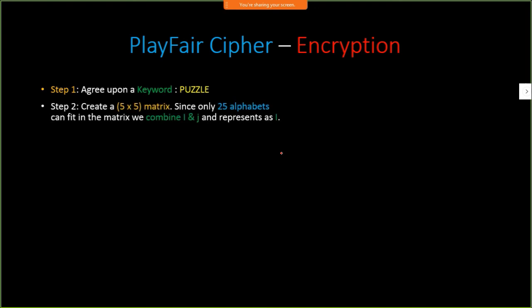Step 1, create a 5 by 5 matrix. Since only 25 alphabets can fit in the matrix, we combine I and J and represent them as I. That is the actual step. We need 25 alphabets because there are 26 alphabets in total, but the matrix must be 5 by 5. So one alphabet is left over. In that case, the protocol combines I and J, represented only as I, which is not in the keyword puzzle.